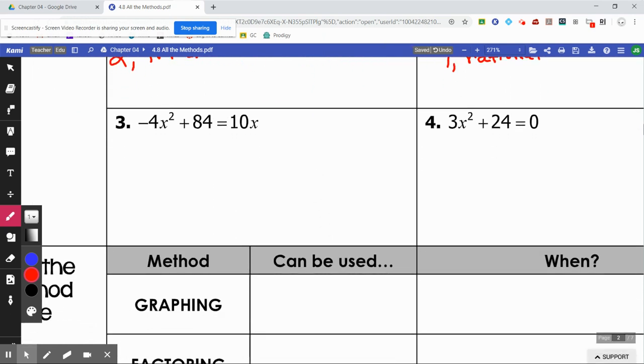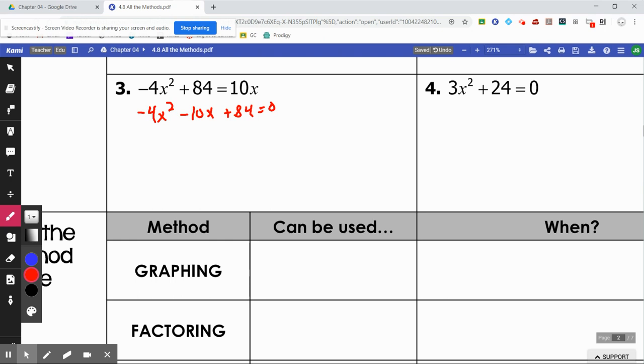The next one, let's move everything to the same side. That's negative 4x squared minus 10x plus 84 equals 0. You've got to do that first before you find your discriminant. B squared would be 100, minus 4 times negative 4 times 84. And that's going to be negative 1344. Minus minus is a plus, which gives you 1444. That's the stuff under the radical.